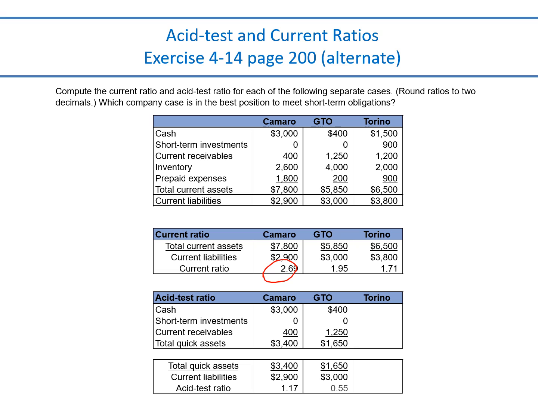GTO is an acid test ratio of 0.55. And Torino is an acid test ratio of 0.95. So in this case, Camaro is also in the best position. Okay?